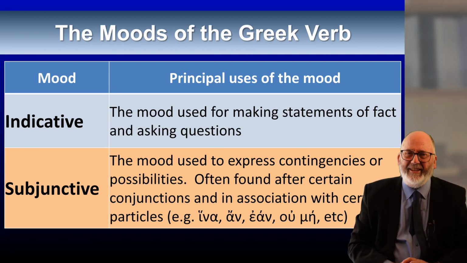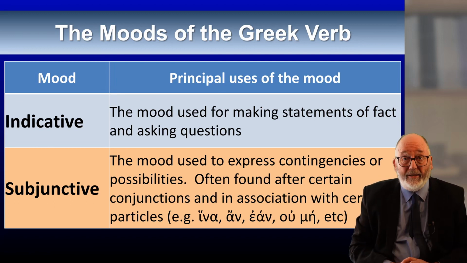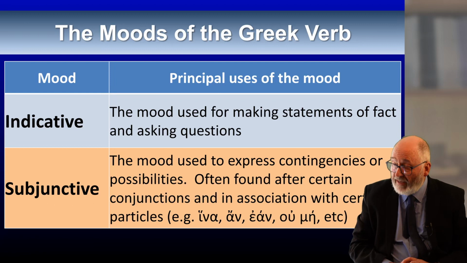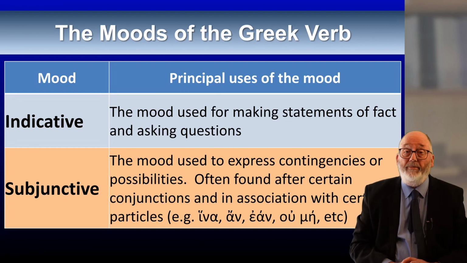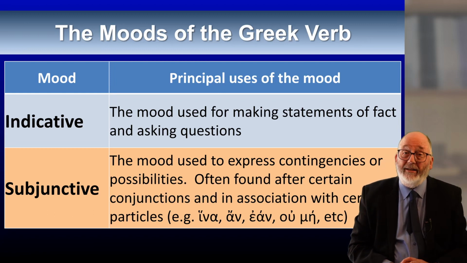And the nice thing about the subjunctive mood is there are clues to expect a subjunctive. For example, hina is always followed by a subjunctive and is usually in the sense of in order that or that. An, ume, etc. are also likewise indicators of the subjunctive and reasonably straightforward to translate.